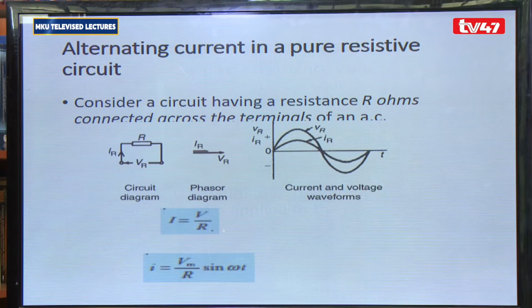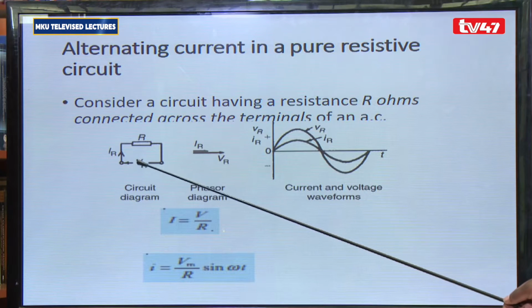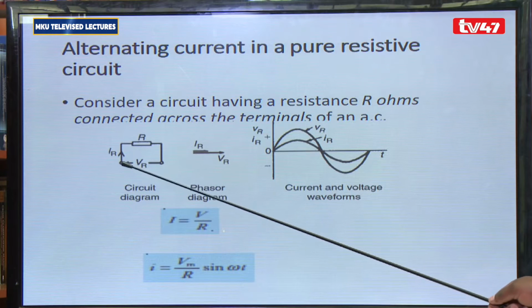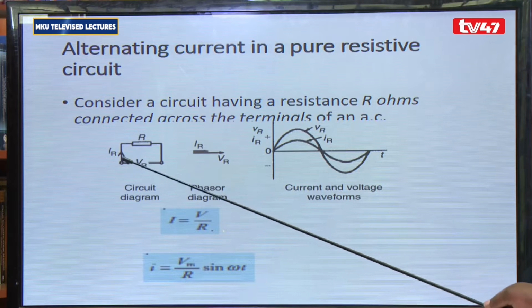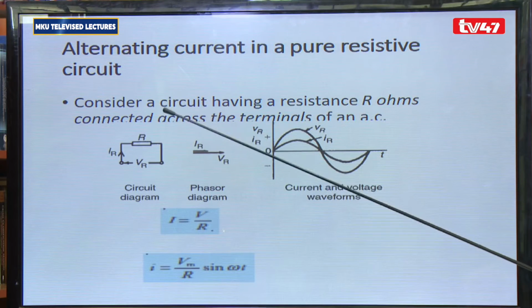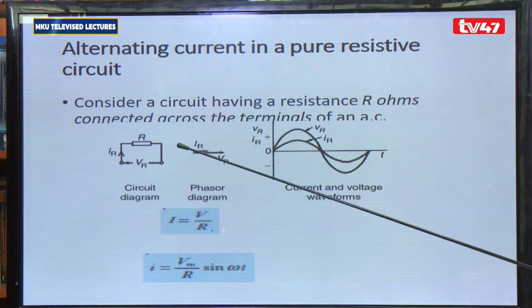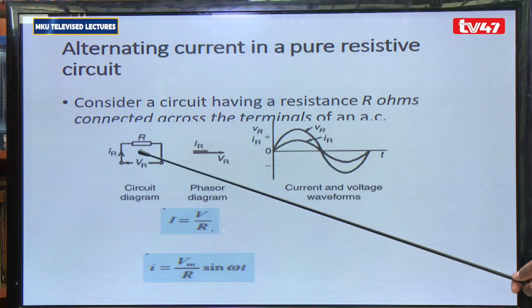Now, if we consider a purely resistive circuit, that is a circuit which has a resistor connected to the source, this is the source of the voltage. This is the current which is flowing through this resistor, and the voltage drop across this resistor is going to be given by Ohm's law, the current times the value of this resistor.